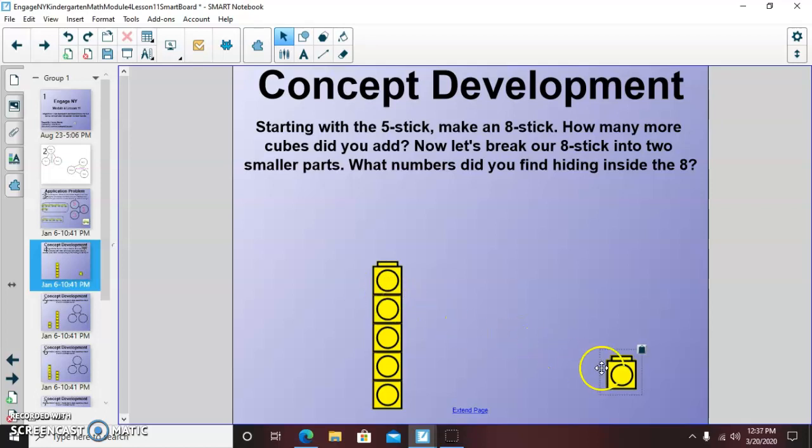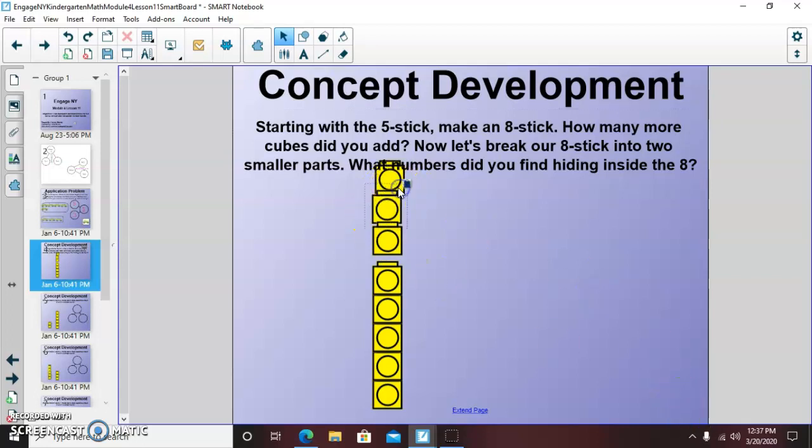So we have 5. Let's count up. 6, 7, 8. Very good. So now we have 8.